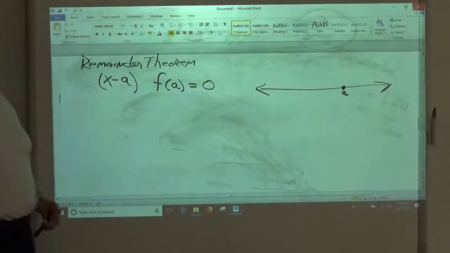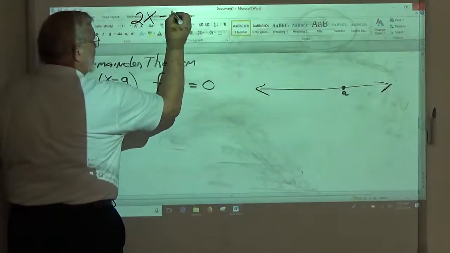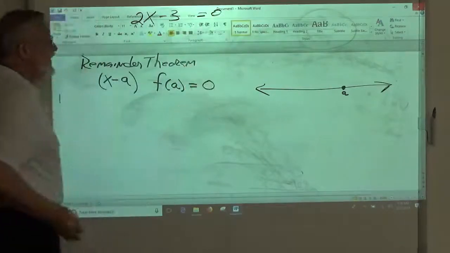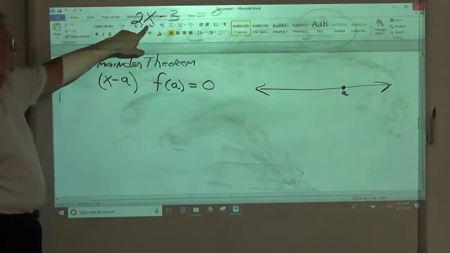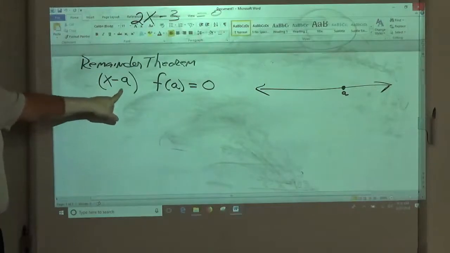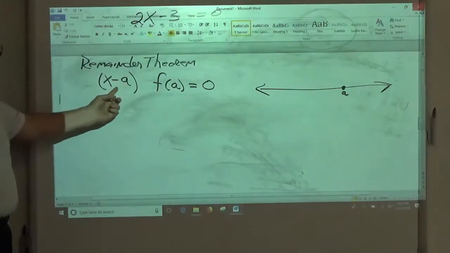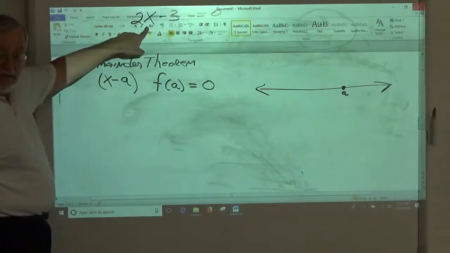If you had 2x, let's talk about that for a second. 2x minus 3 equals 0. What is x? Take the 3, move it over, and then divide by 2. What's x? 3 over 2. Okay? So when you have this form where the x has a coefficient other than 1, what you have is a fraction here. When the coefficient is 1, this is going to be a whole number. It's going to be whatever a is. When you take the opposite of it and move it to the other side, that's going to be the value of x.